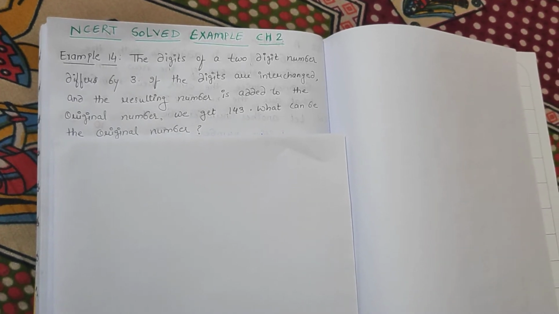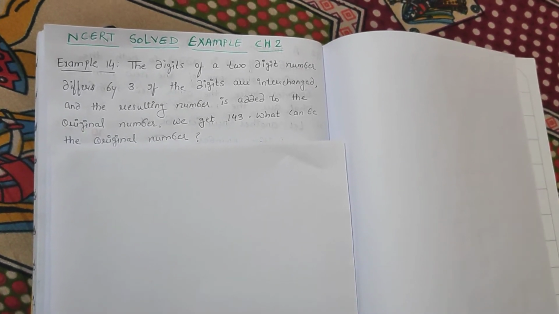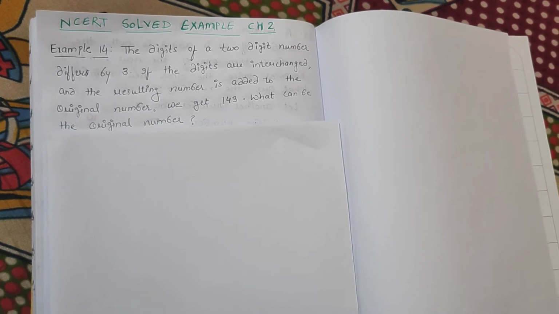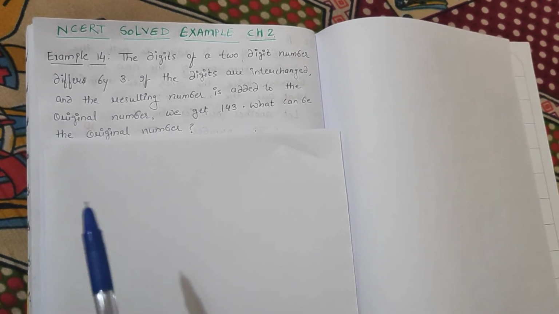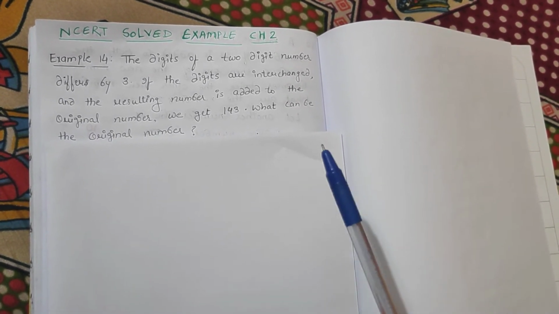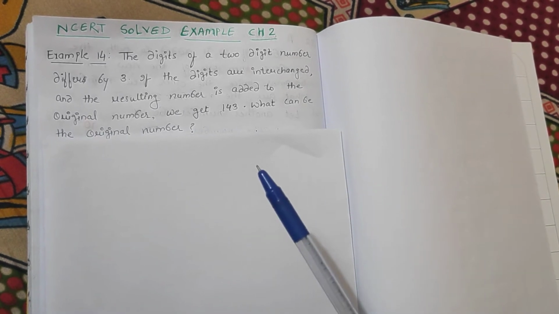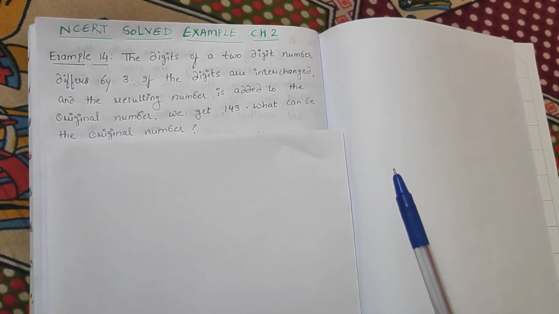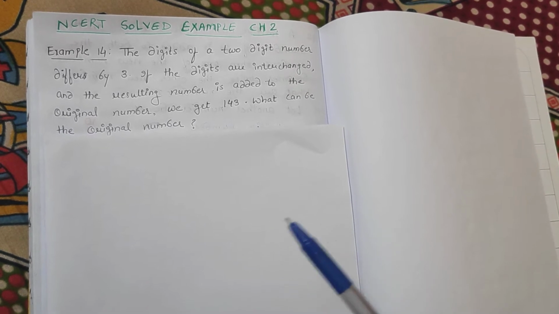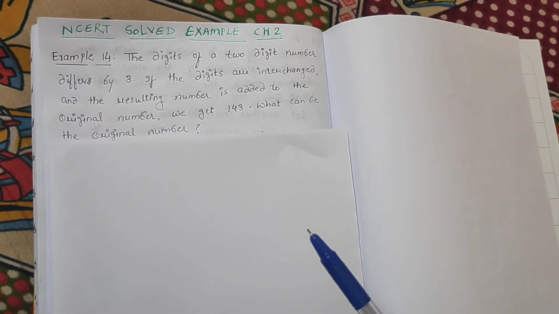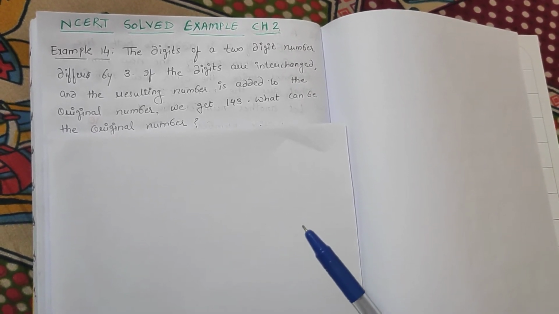Okay students, now we are going to see some solved examples of NCERT chapter 2. See example number 14. The digits of a two-digit number differ by 3. If the digits are interchanged and the resulting number is added to the original number, we get 143. What can be the original number?